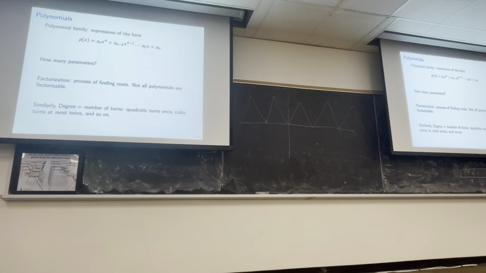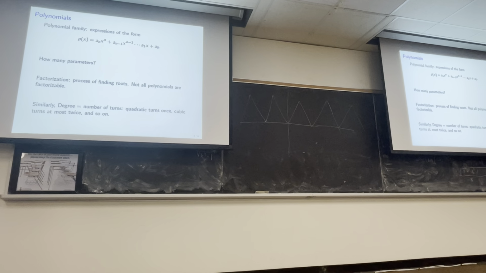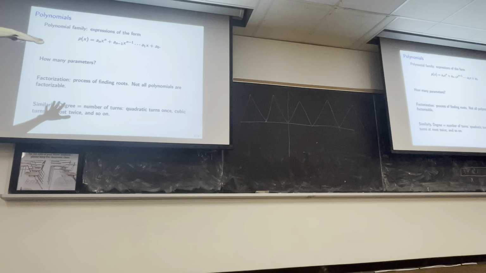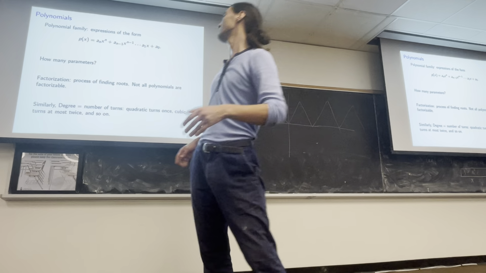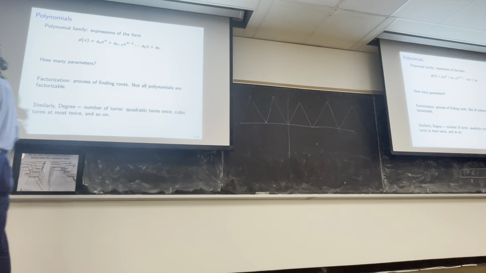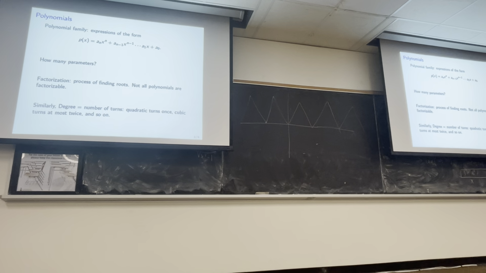It turns, at most, anyway, it's hard to talk about it without drawing it. But try graphing different polynomials of different degrees, and you will see that indeed the degree is what determines how many times your graph turns, okay? All right, any questions about this? It's a bit abstract at this point, but that's okay.